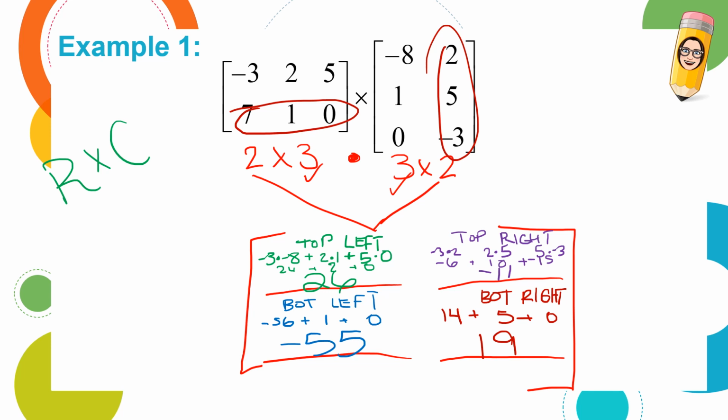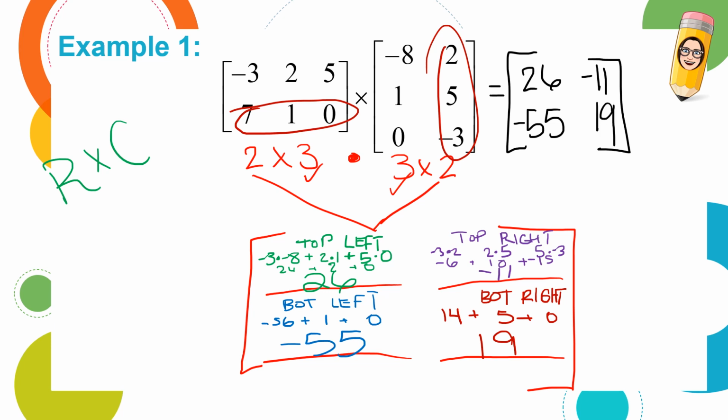Now, I don't need to see all this work. I don't need to see the labels. My hope is that you can take care of at least most of the mental math, maybe have a little bit of sketch work, and then a final answer. Because the goal is my final answer would just look like this with 4 numbers, 26, negative 11, negative 55, and 19.